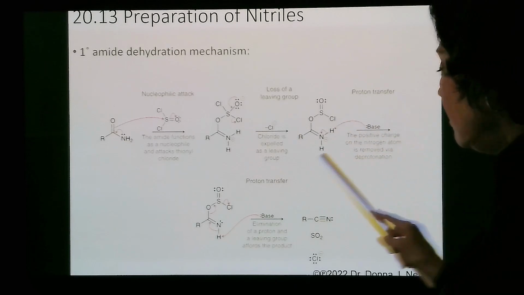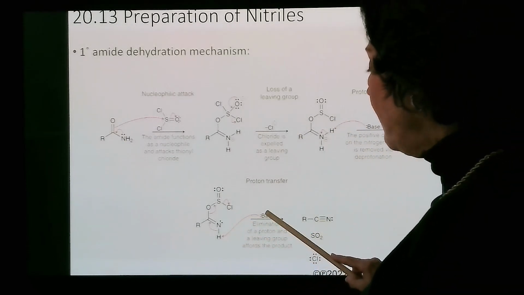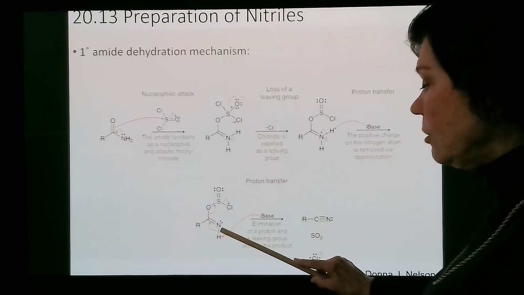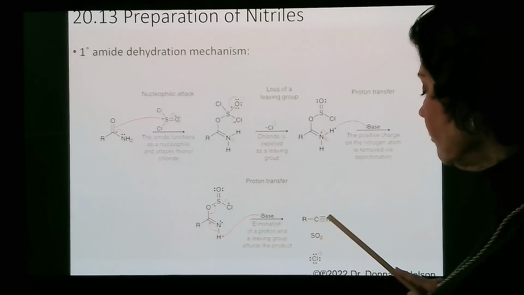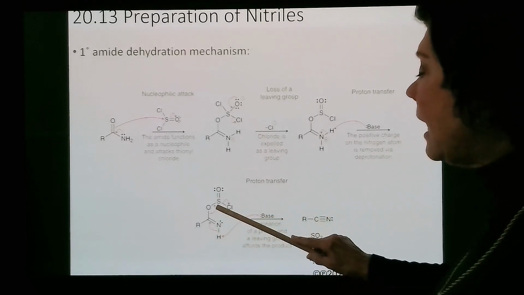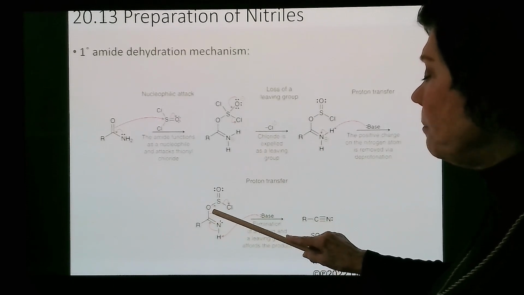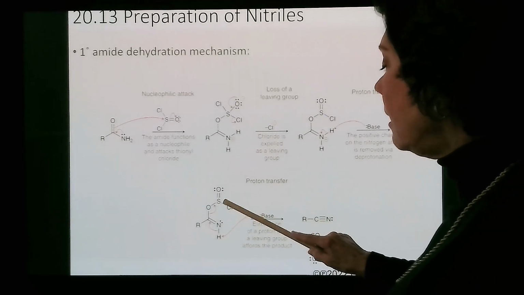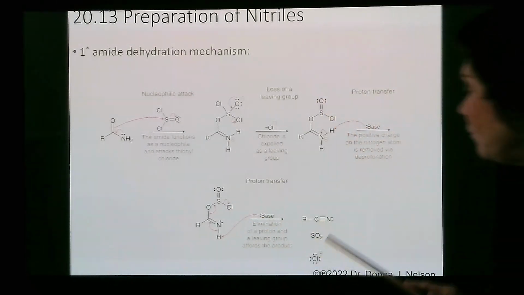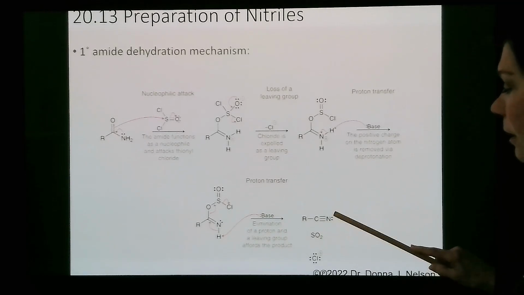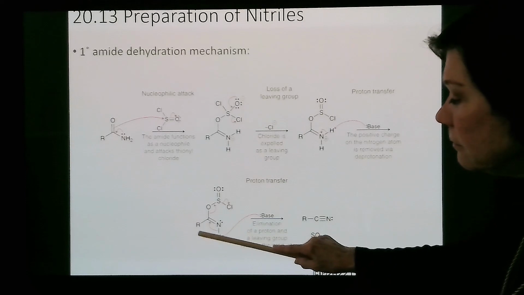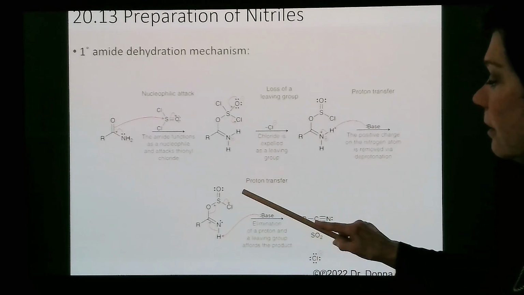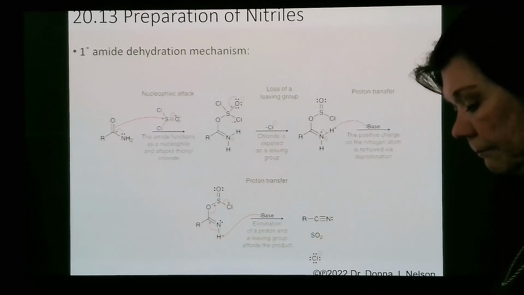Then we go on down here. A base removes a second proton from nitrogen. That pair of electrons moves in, forms the CN triple bond, and this carbon-oxygen bond breaks, along with the sulfur-chloride bond also breaking, and so that gives you these 3 products. You have the nitrile formed from this, you have SO2 formed from that, and then the chloride comes from this part of the molecule.